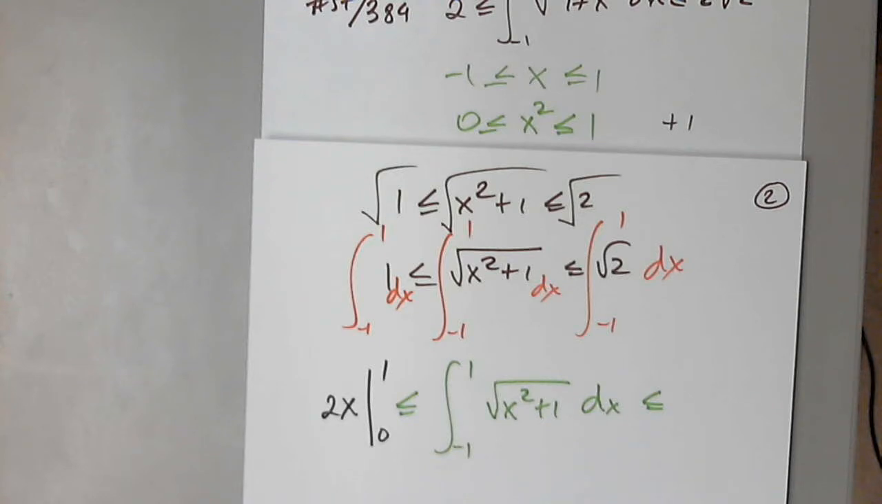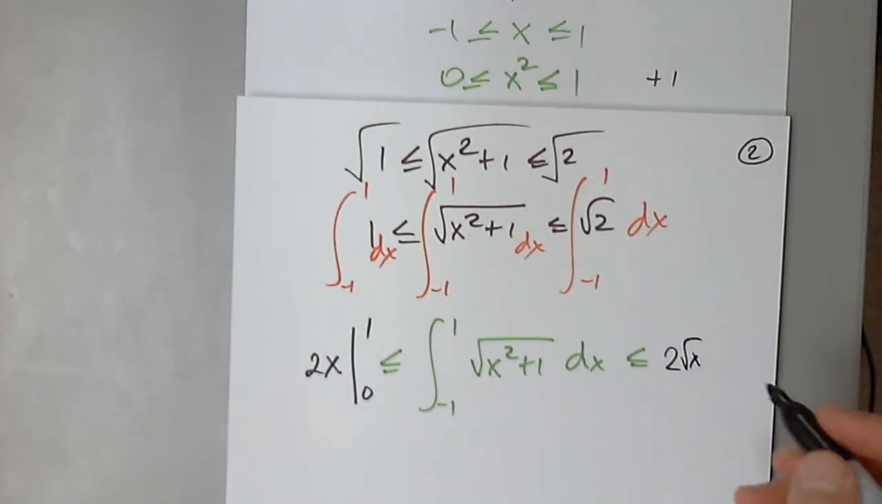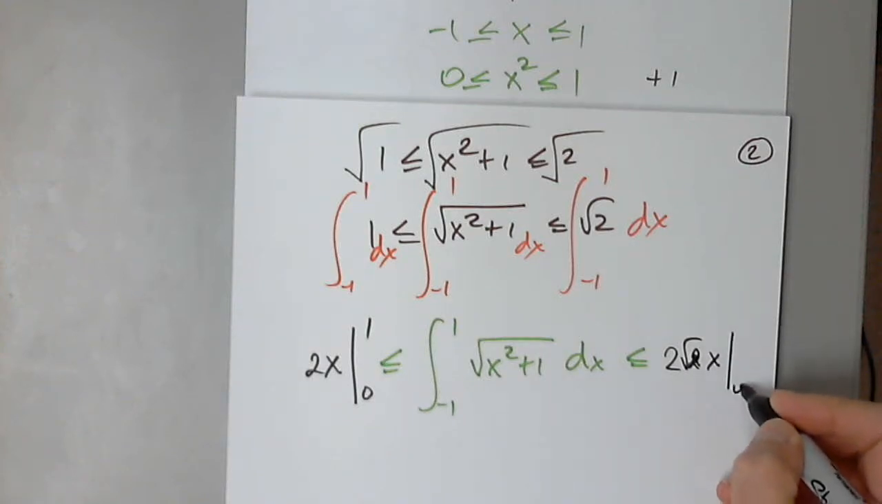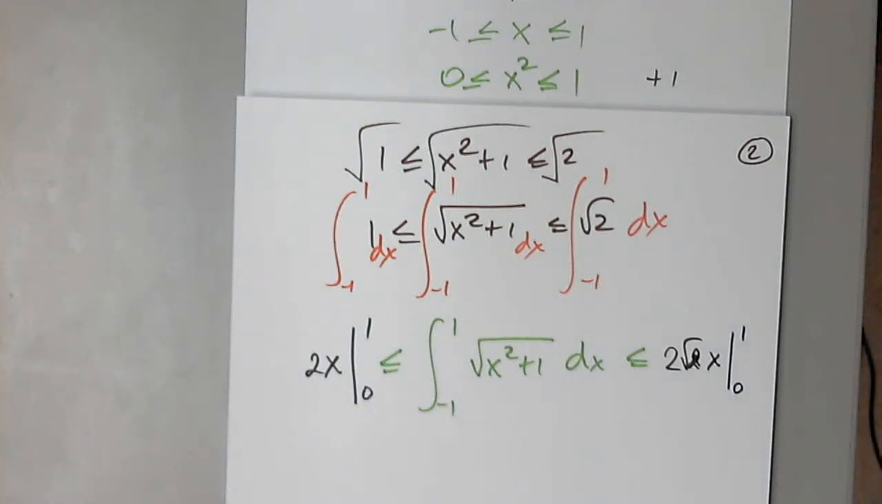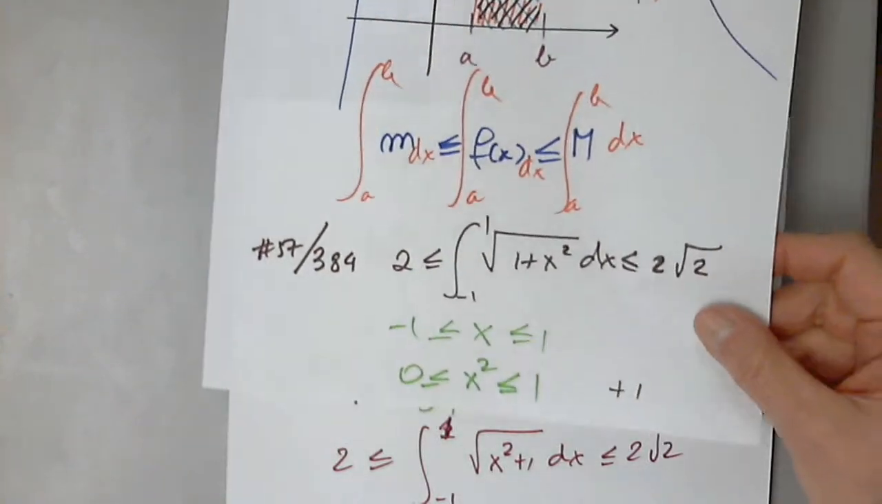Okay, what about the other side? By the same rule, we have twice the square root of 2x from 0 to 1, and that makes it much easier to calculate. So the left one, the bottom one, is 2. The integral doesn't change, of course: the square root of x squared plus 1 dx. And the right-hand side is 2 the square root of 2. And that's exactly what they wanted us to show.